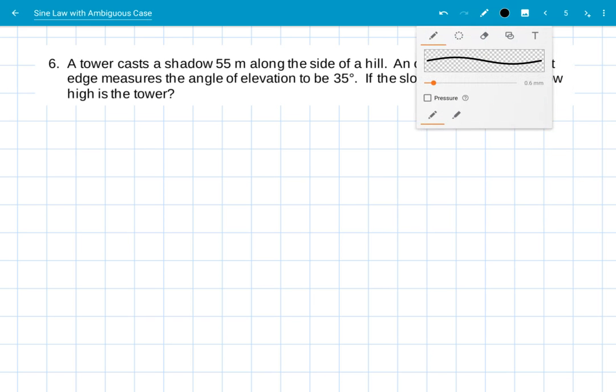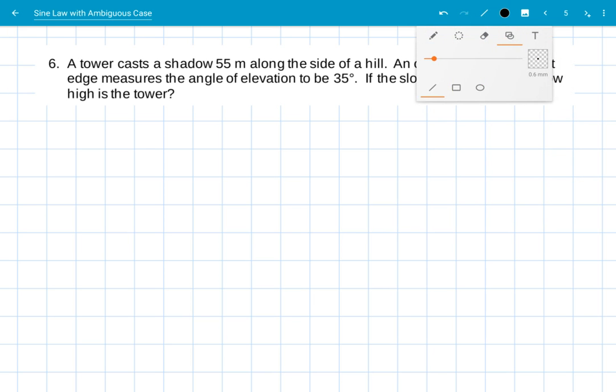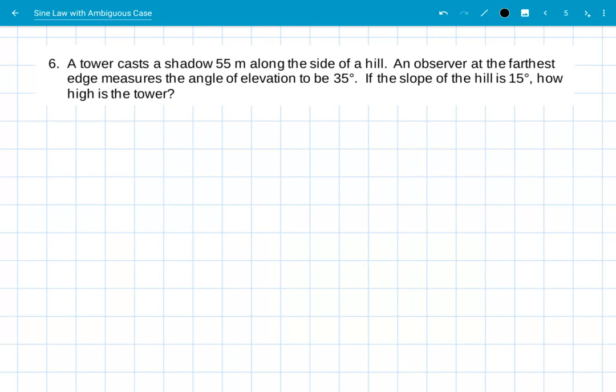All right, so we start by reading the description. A tower casts a shadow 55 meters along the side of a hill. An observer at the furthest edge of the shadow, right? I added in the word shadow, measures the angle of elevation to the tip of the tower, adding in words, to be 35 degrees. If the slope of the hill is 15 degrees, how high is the tower?